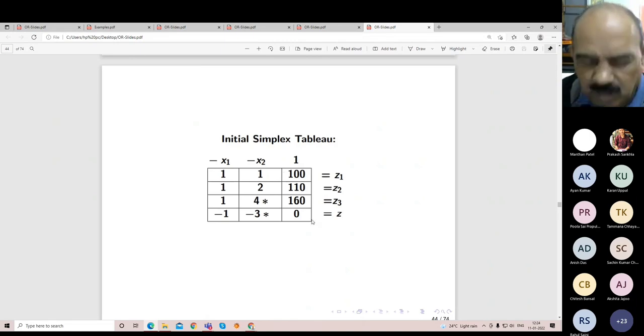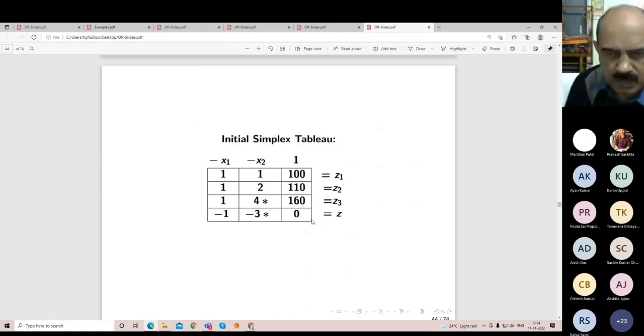Have you completed this table? Yes. Have you completed this table? Tell me please yes or no. Yes, sir. Okay.